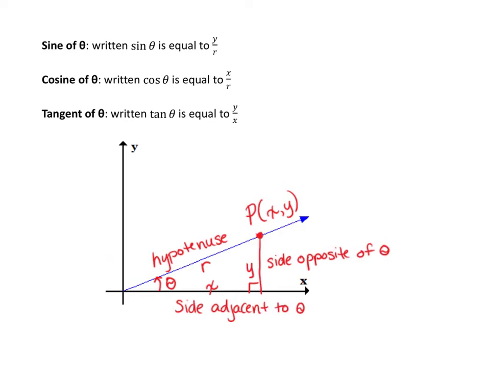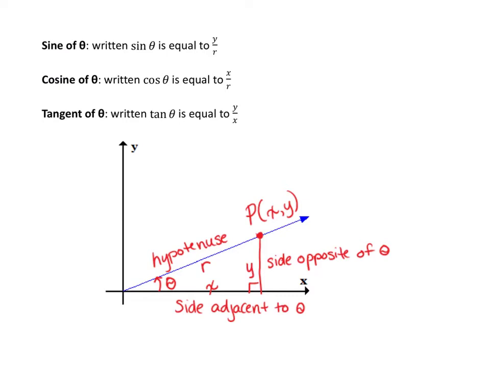Once we've identified the major sides of the right triangle, we can then talk about the three most common trig functions. The first one is sine. It's written S-I-N, but we pronounce that sine. The next is cosine, written C-O-S. And the last one is tangent, written T-A-N. We do not refer to these as sin, cos, and tan. We always use the terms sine, cosine, and tangent.